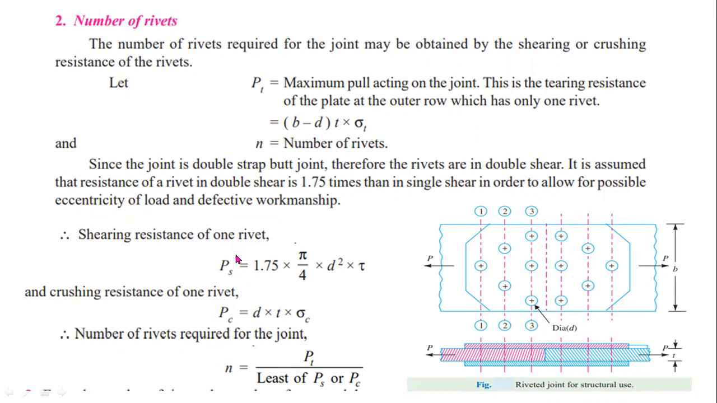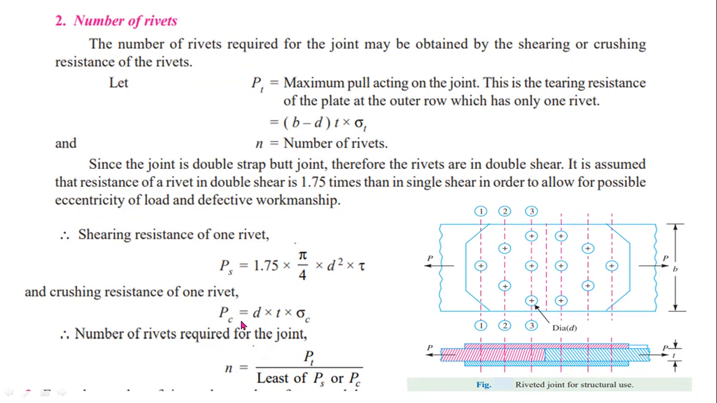PS equals 1.75 into pi by 4 d square into tau. Now PC is the crushing strength or crushing resistance of the rivet. PC equals d into T into sigma C. Here sigma C is the crushing stress in the rivet material. Tau is the shear stress induced in the rivet material.